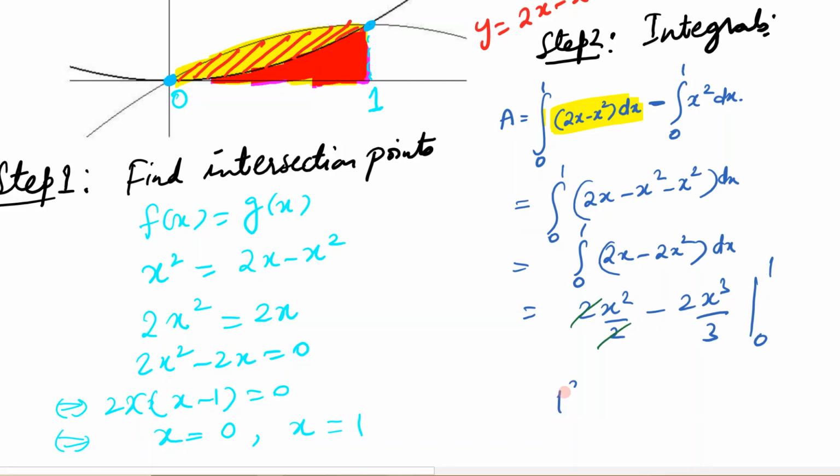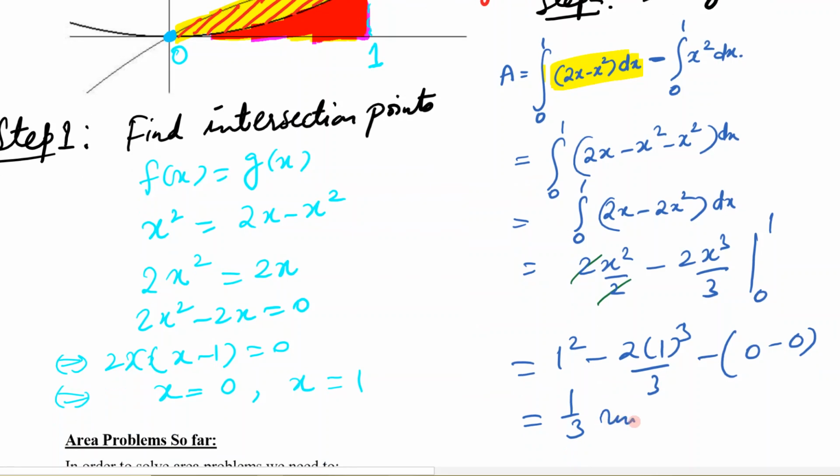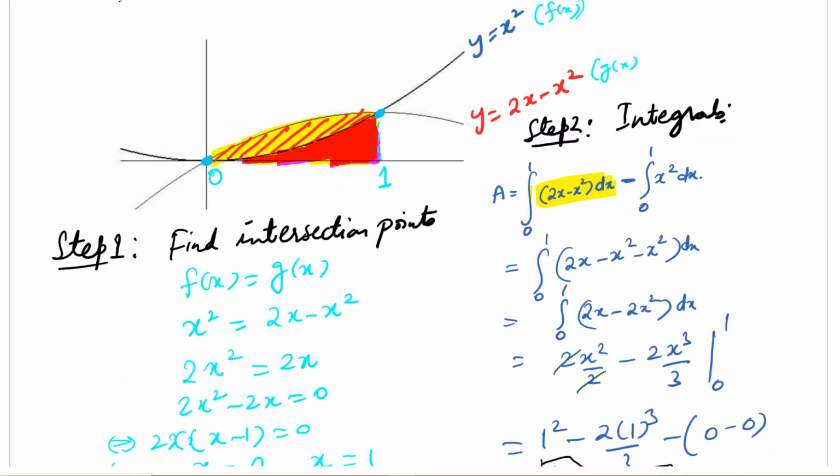So that would be 1 square minus 2 times 1 cube over 3, minus 0 minus 0. So overall we get 1 over 3 square units as our required area. So this is our third type of area problem, in which we find the area between two curves.